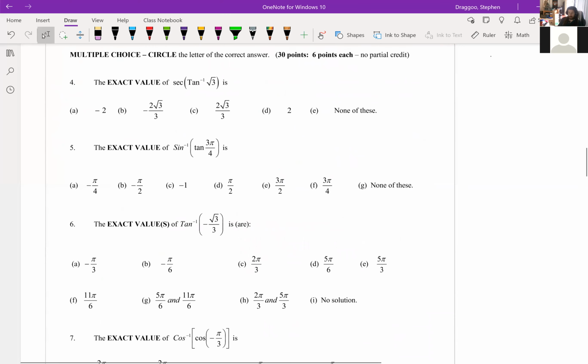All right. Then the multiple choice section of the practice test. Keep in mind that the real test is, well, it's all multiple choice. Circle the correct whatever thing.